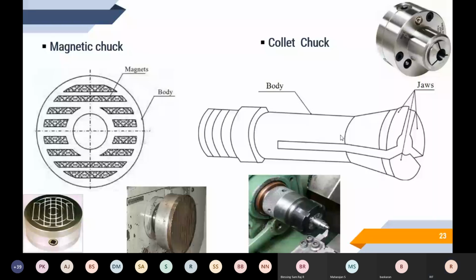Another one is the collet chuck. The collet chuck has a cylindrical bushing, see this portion, with slots cut lengthwise on its circumference. So it holds the work with more grip. Collet chucks are used more in capstan lathes and automatic lathes for holding bar stock in production work. So when the material passes through the gap of the collet chuck, the stock passes continuously. So it is a very good holding technique, the collet chuck.